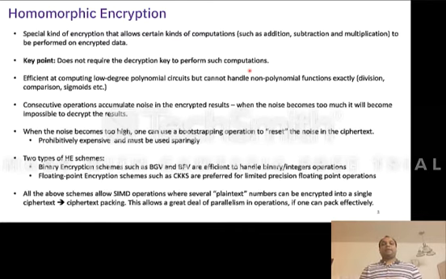Another key point here is that consecutive operations accumulate noise in the encrypted results. When the noise becomes too high, it will become impossible for us to decrypt the results. One solution to that noise problem is the so-called bootstrapping operation, where the noise is reset in the ciphertext. However, this operation is prohibitively expensive and must be used sparingly.